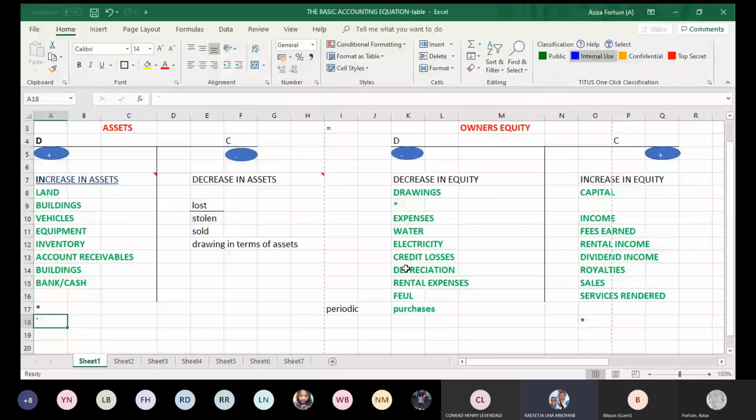We debit cost of sales and then we credit inventory. Why? Cost of sales is an expense. Yes, an expense increase on the left-hand side. And then inventory of merchandise is an asset, and an asset decreases on the left-hand side.